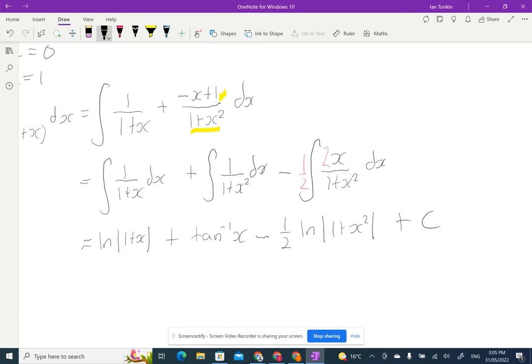I'll just double check the answers to 6C, 6B, which I've got on my other computer, so I'm just going there now. And yes, they've got it in a slightly different order. They've got the tan x at the back, or the inverse tan x, but it's right otherwise. So, a lot of work to be done. Good luck.